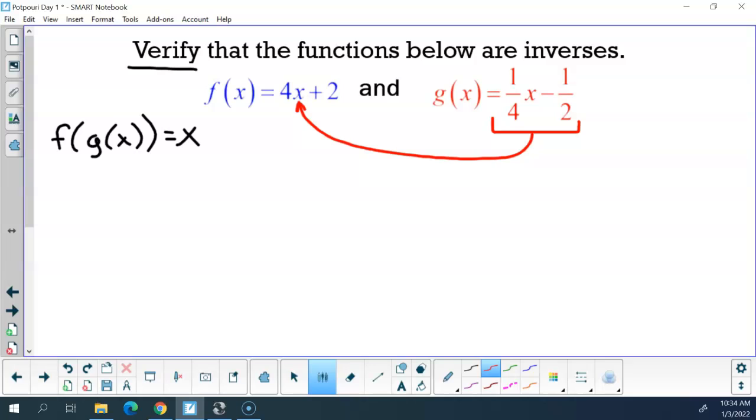Okay? Here we go. So we're basically going to say f of g of x is 4 times (1/4 x minus 1/2), there's g of x, then plus 2. I took g and I put it in for x in f. With me?